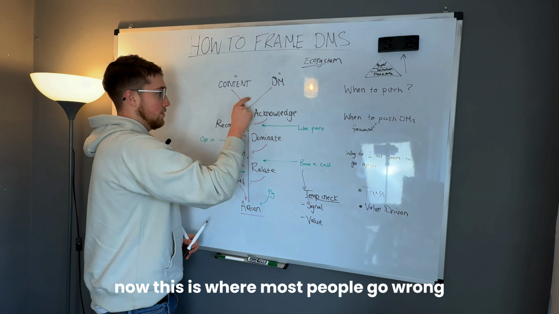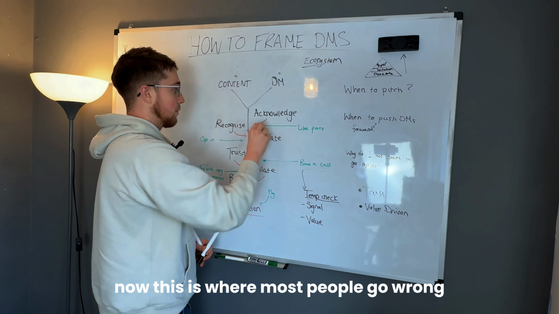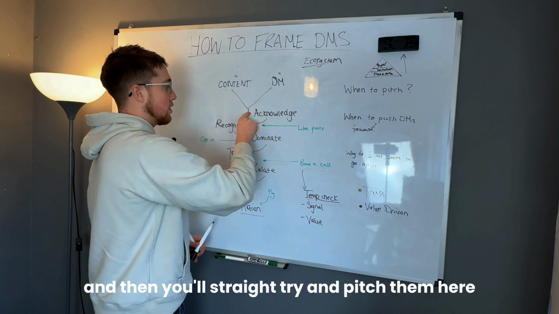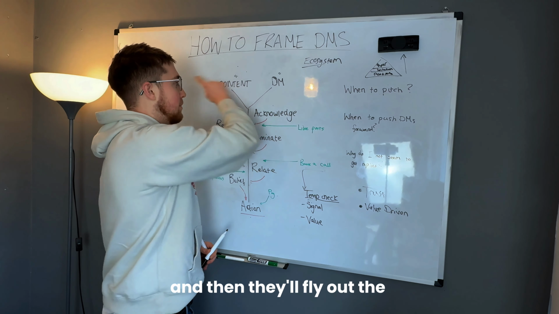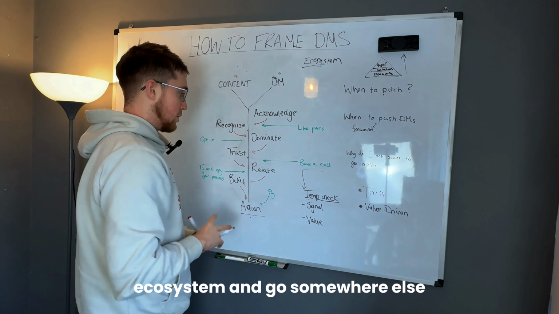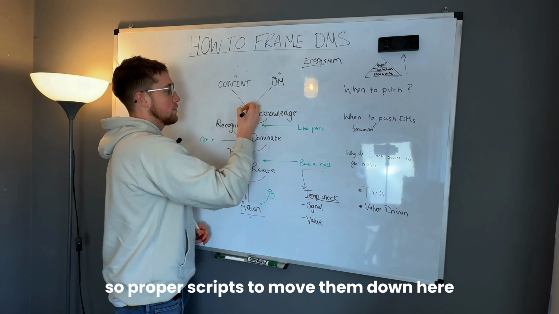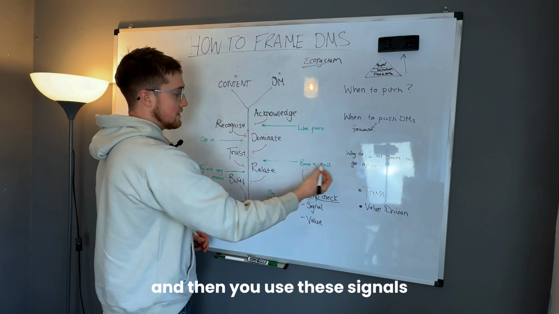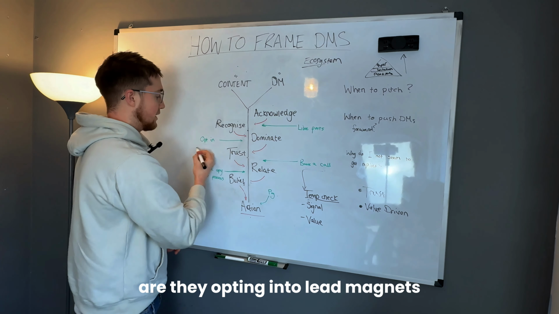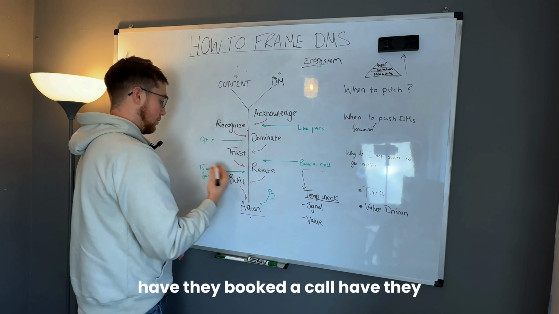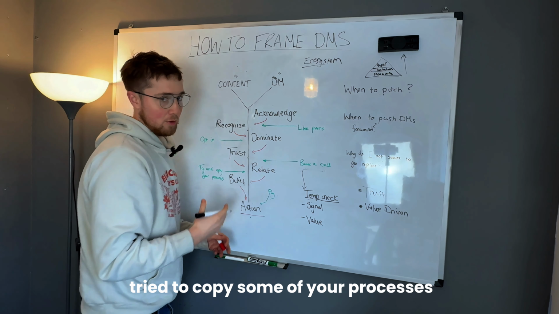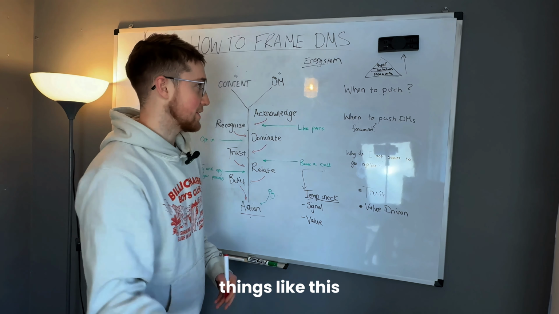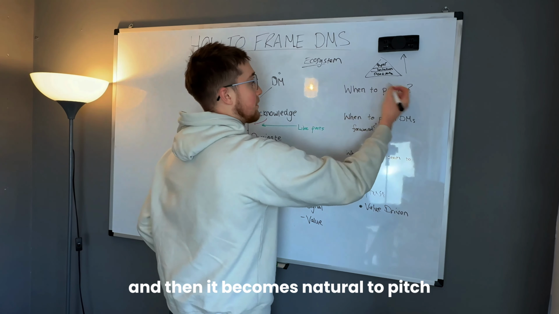Now, this is where most people go wrong. Someone will acknowledge you exist, and then you'll straight try and pitch them here. And then they'll fly out the ecosystem and go somewhere else. So proper scripts to move them down here. And then you use these signals. Are they liking posts consistently? Are they opting into lead magnets? Have they booked a call? Have they tried to copy some of your processes? Are they asking you questions in DMs? Things like this. And then it becomes natural to pitch then.